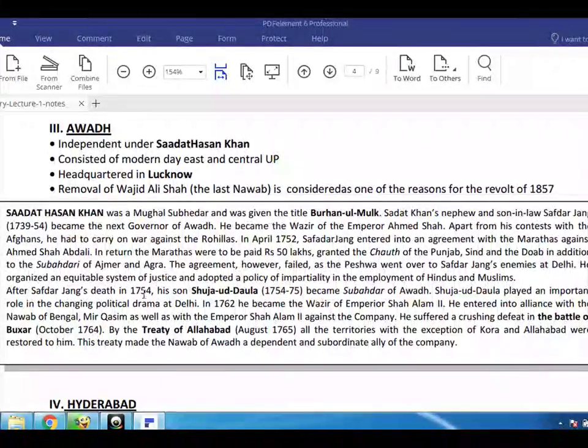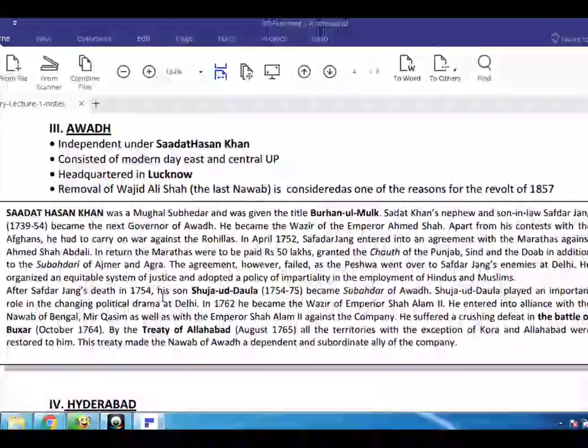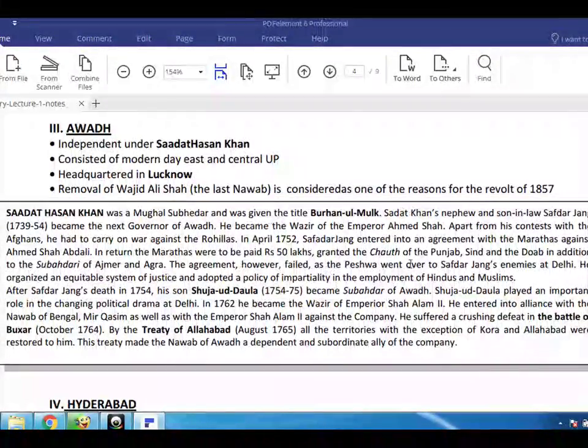After Safdar Jang's death in 1754, his son Shuja-ud-Daula, 1754-75, became Subedar of Awadh. Shuja-ud-Daula played an important role in the changing political drama at Delhi. In 1762, he became the wazir of Emperor Shah Alam II. He entered into an alliance with the Nawab of Bengal, Mir Qasim, as well as with Emperor Shah Alam II against the Company.